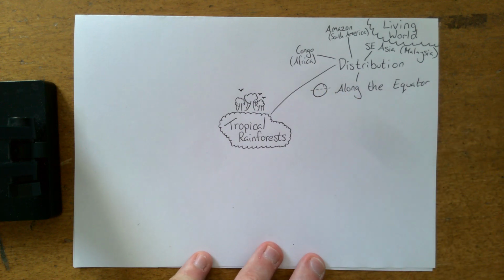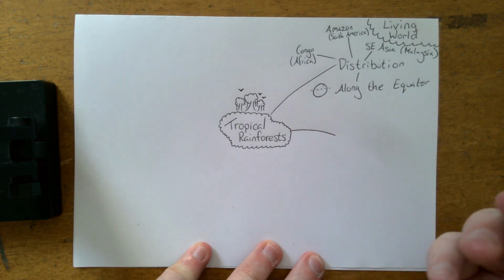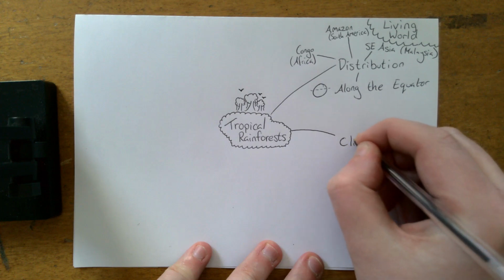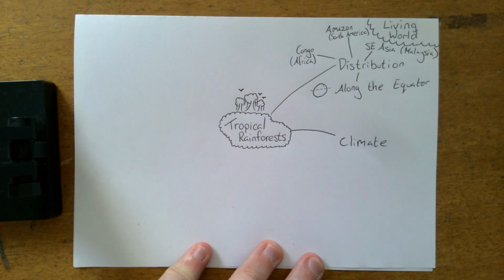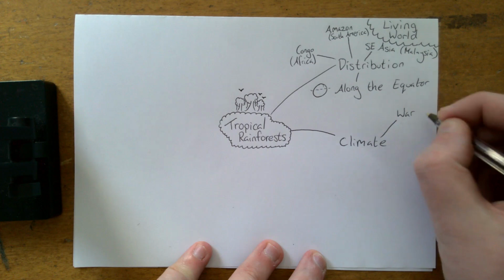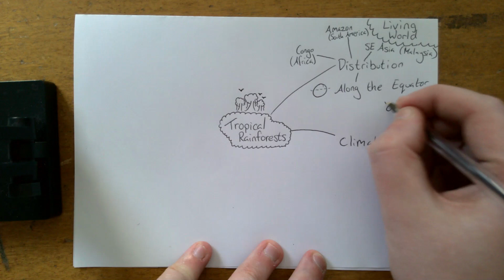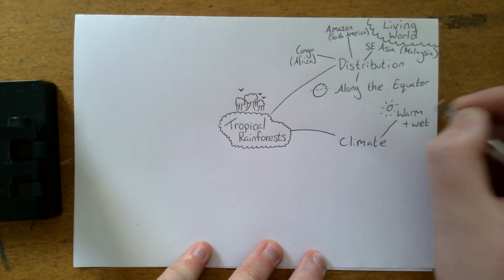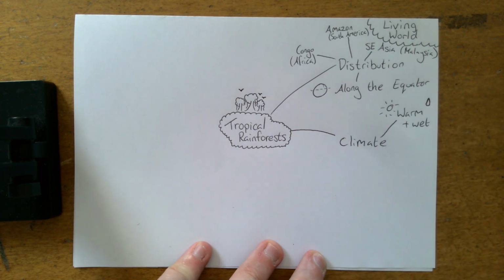Okay? This then gets on to a little bit about the climate, which gives a bit more of a clue as to why we find rainforests in these areas. So let's think about the climate then. The climate here is going to be warm and wet. Okay, so it's lots and lots of sunshine, but also lots of water.